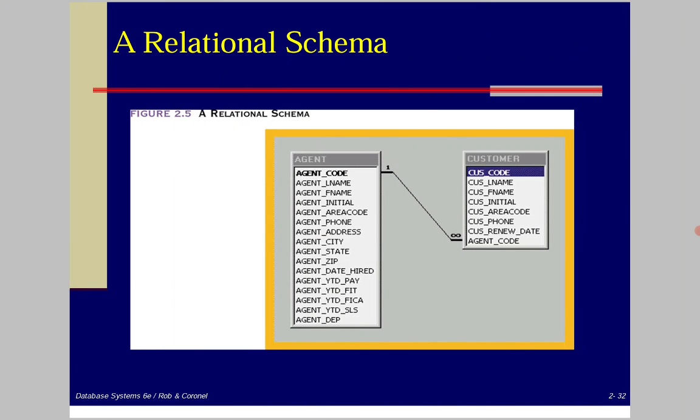So, this is a relational schema like agent and customer. Agent table has different details like agent code, last name, first name, initial, area code, phone, address, city, state, zip, hire date, agent YTD pay, YTD FIT, like that. And the customers have details like customer code, last name, first name, initial, area code, phone, renew date like that.